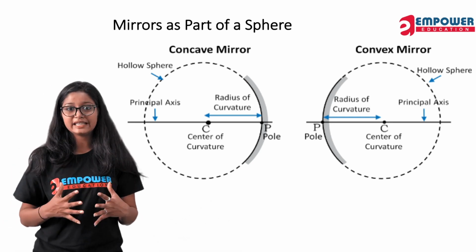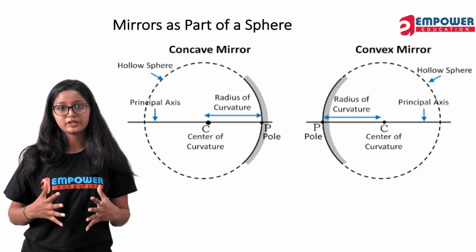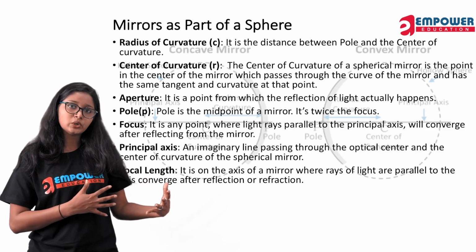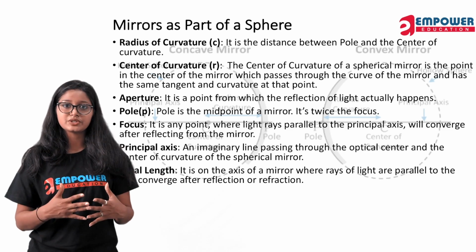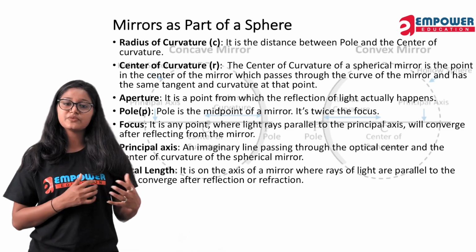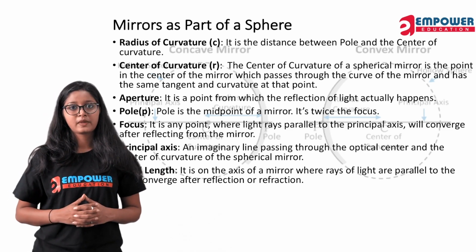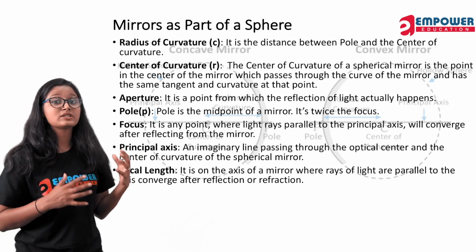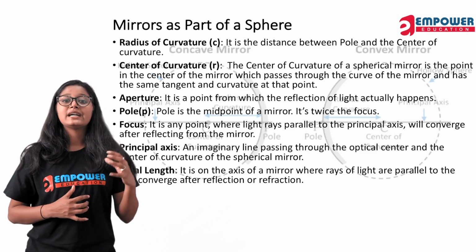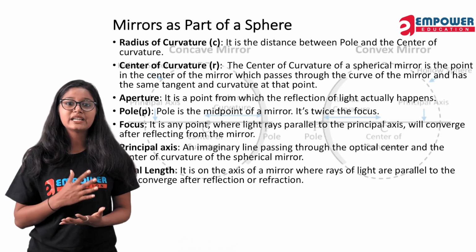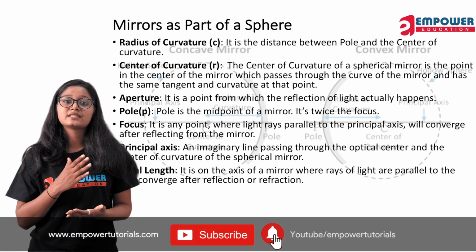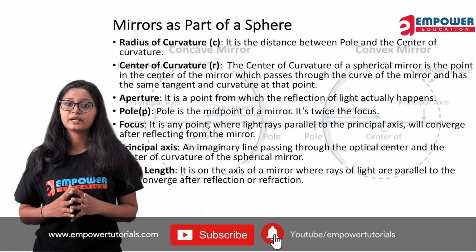So describing in detail the terms related to the spherical mirrors, first we have the radius of curvature. As I told you all, the radius of curvature is the distance between the pole and the center of curvature. Next we have the center of curvature. I told you that the point C was the center of curvature. If we define center of curvature, it is actually the point in the center of the mirror which passes through the curve of the mirror and has the same tangent and curvature at that point.